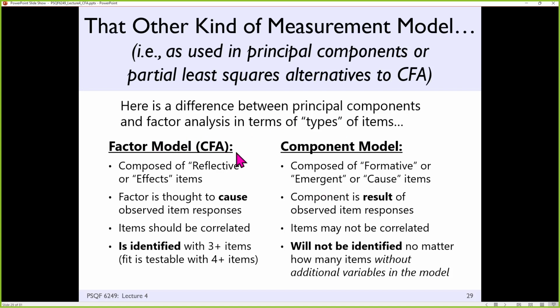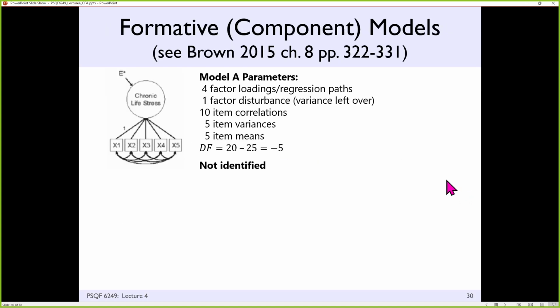So all of the rules that I just taught you about identification are for reflective models, where the factor is the predictor and the responses are the outcomes. Alternatively, you can have something that looks like this. This is an example of a formative factor, where the arrows go from the box to the factor. This is an example from your textbook.